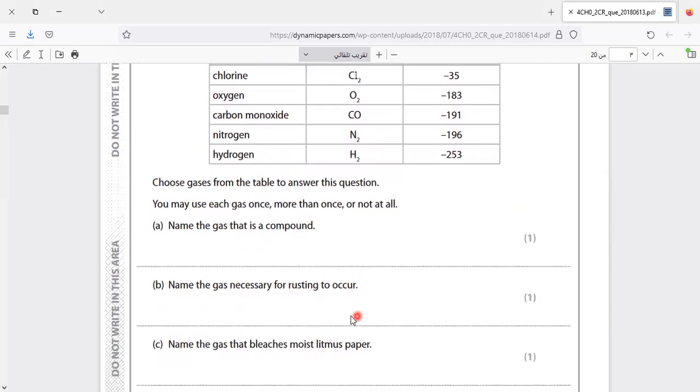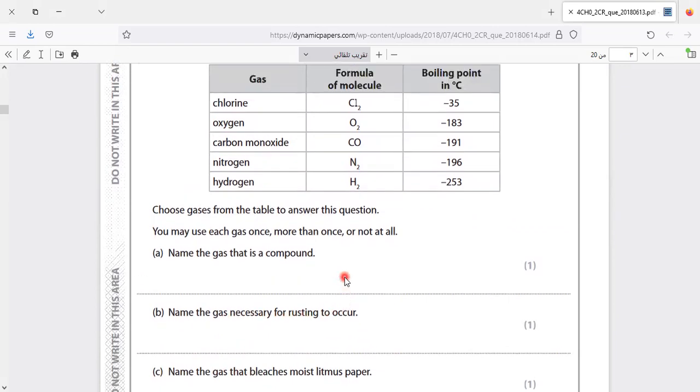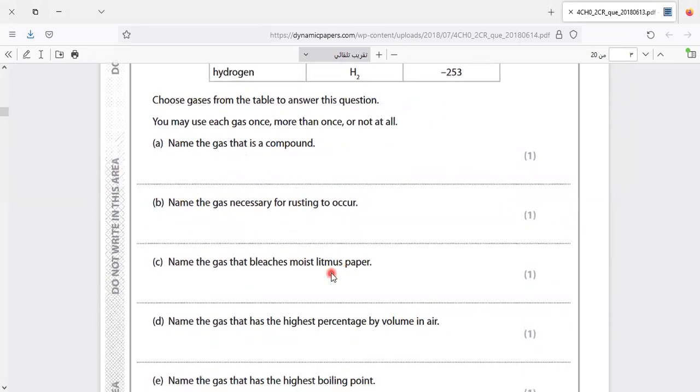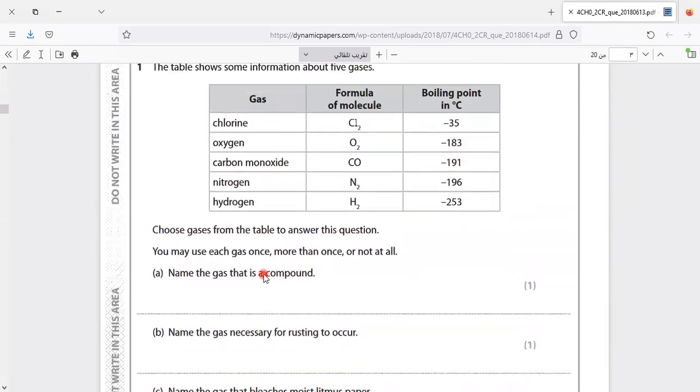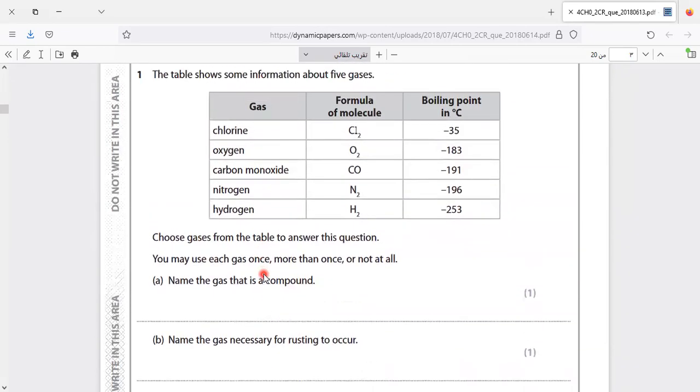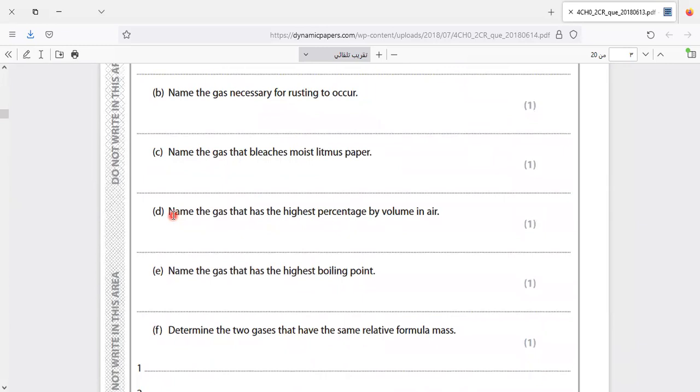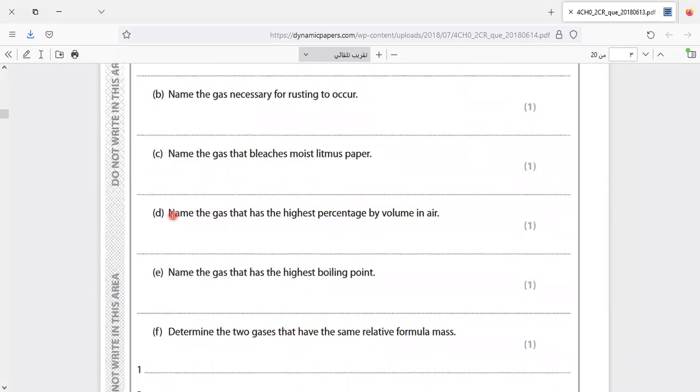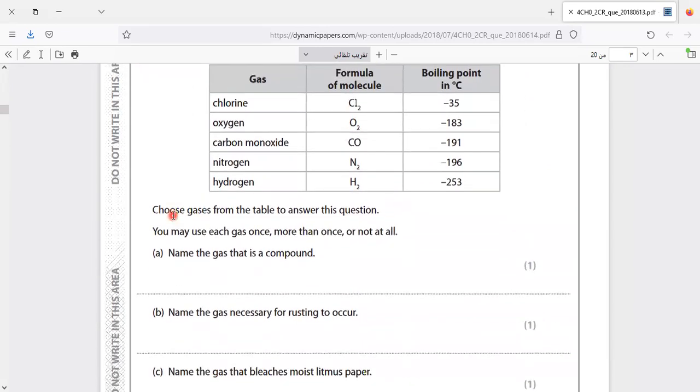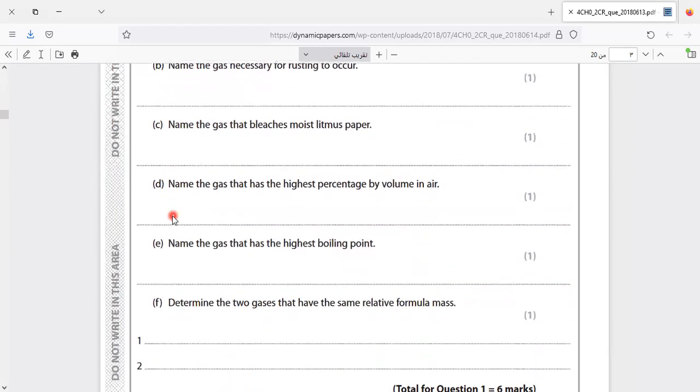Question number 2. Name the gas necessary for rusting to occur. Oxygen. Name the gas that bleaches moist litmus paper. Chlorine gas. Name the gas that has the highest percentage by volume in air. Nitrogen gas, 78%.